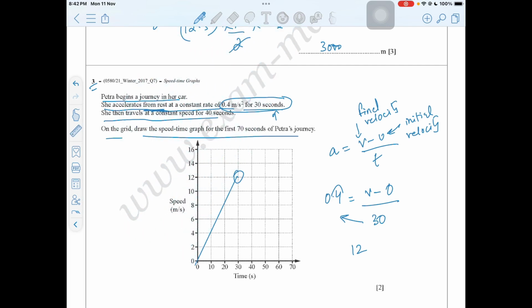Now we have she then travels at a constant speed. So for a constant speed, it will be a straight graph, horizontal line, right? Like this.